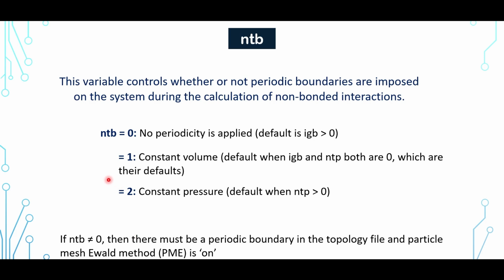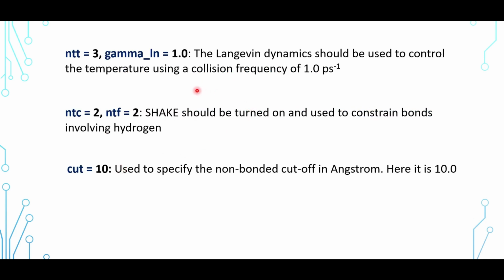We'll heat the system at constant volume, so we'll set NTP equals to 1. Now we'll use Langevin thermostat to control the temperature, and utilize the SHAKE algorithm to constrain the bonds involving hydrogen atoms, and we'll specify the non-bonded cutoff distance to 10 angstrom.